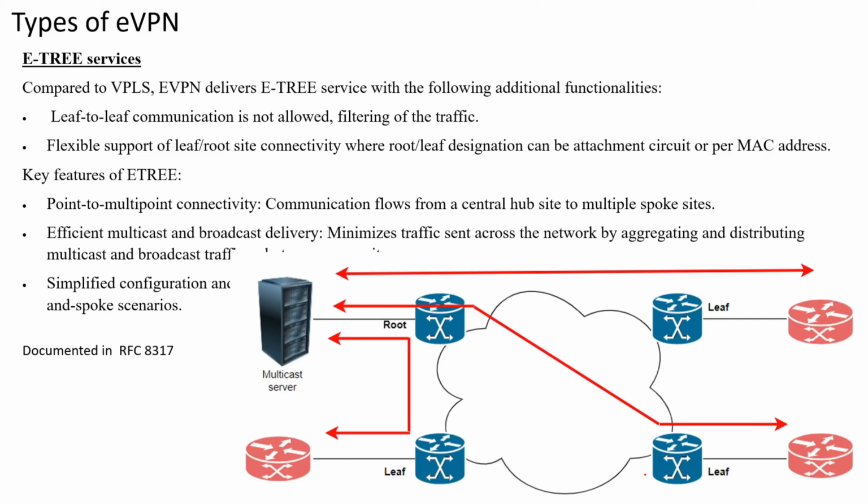So you can see that here we have communication between only the root and leaf, but we can't communicate from leaf to leaf. It's not allowed. Generally it is used when we have one centralized server and we need to communicate with that particular server, and we don't need any leaf to leaf communication. In this design we use the Etree services. Etree has many advantages, so let's discuss them one by one in the subsequent slides.